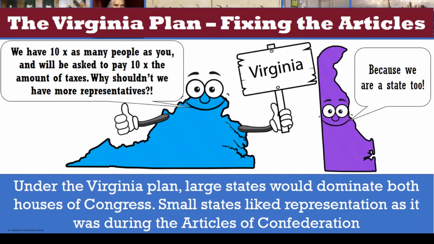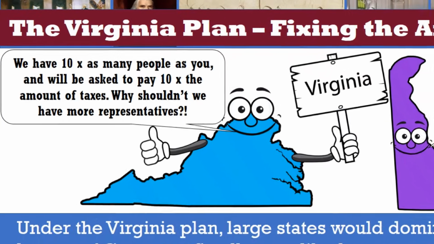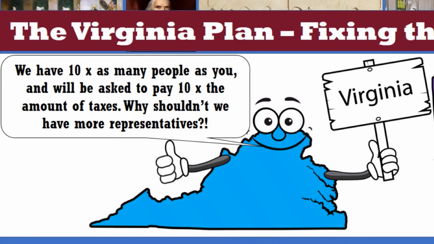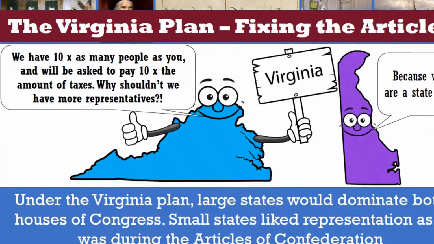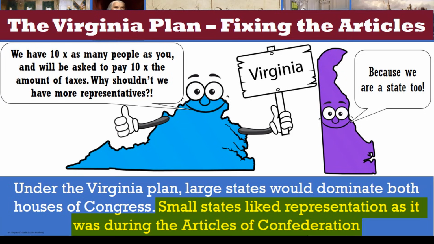Under the Virginia Plan, large states would dominate both houses of Congress, and in their eyes, for good reason. Virginia would say to Delaware, we have 10 times as many people as you do, and we'll pay 10 times the amount of taxes, so why shouldn't we have 10 times the amount of representatives? Small states would argue that under the Articles of Confederation, we had an equal voice, so why would we want to form a new government ruled by large states?